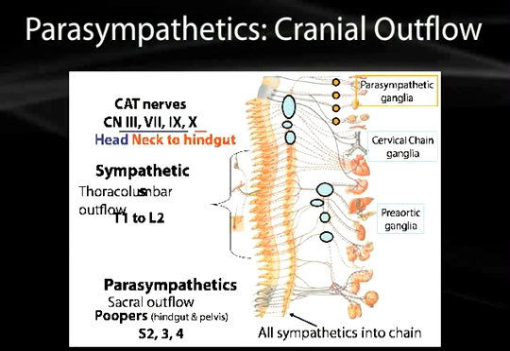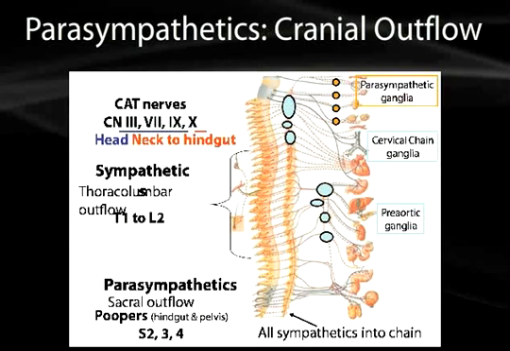If we look at this picture of the autonomics, it can be a little bit intimidating, but if we break it down, the sympathetics are really the thoracolumbar outflow, and they're going to come from T1 to L2. Then all of the sympathetics need to get into the sympathetic chain, which is paravertebral, and then the parasympathetics are involved in coming out in two places.